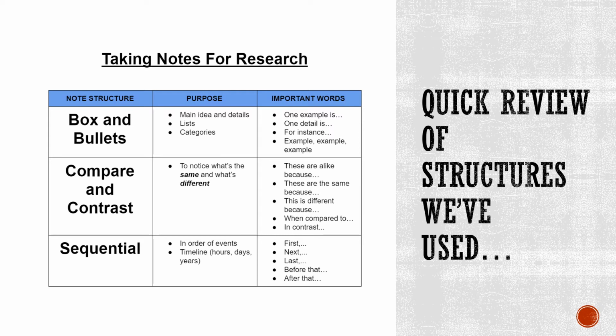The next kind of structure is compare and contrast. Remember, comparing and contrasting is to notice what's the same and what's different about something. Words you can use are, these are alike because, or these are different because.